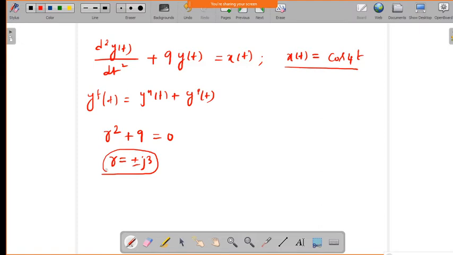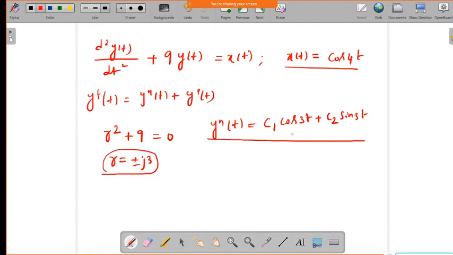Okay. So, now if the roots are purely imaginary, what is the natural response? C1 cos 3t plus C2 sin 3t. So, this is the natural response. We need to find C1, C2, so that we will do later.